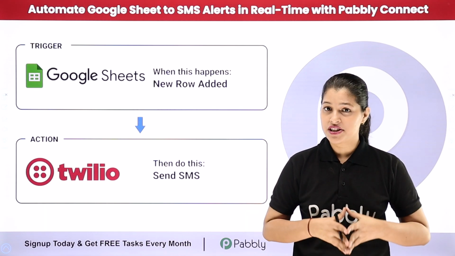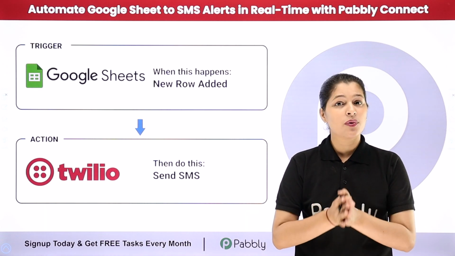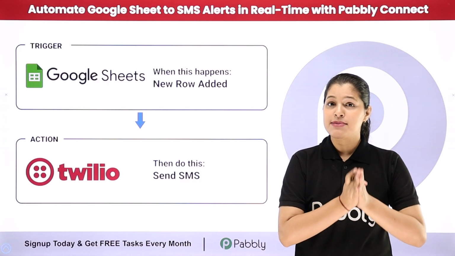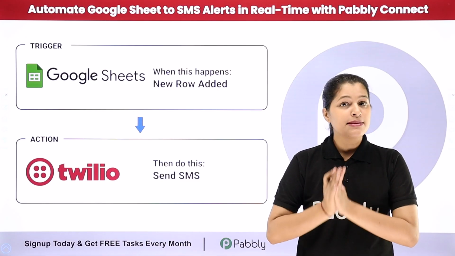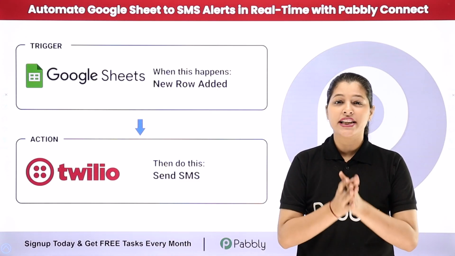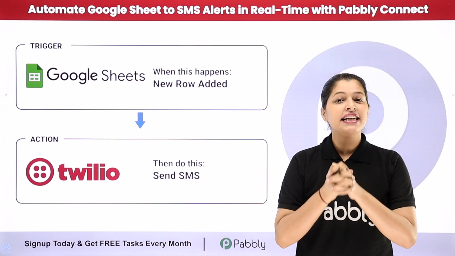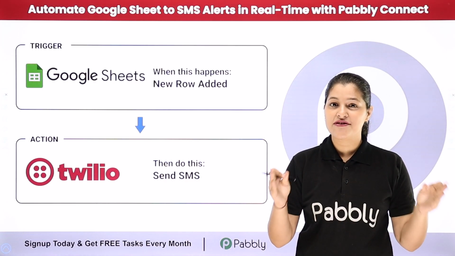Imagine you have a Google Sheet where users' information and responses are being added constantly, and you want to send them instant SMS alerts as their entry is made. But doing this task manually can be time consuming. But what if I told you that this task can be completely automated without even lifting a finger?